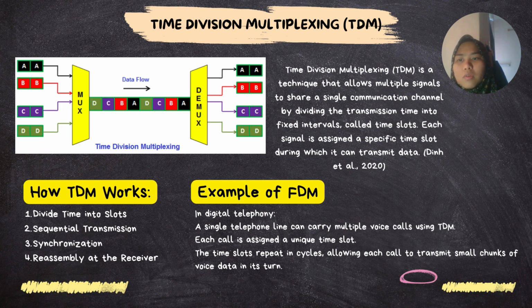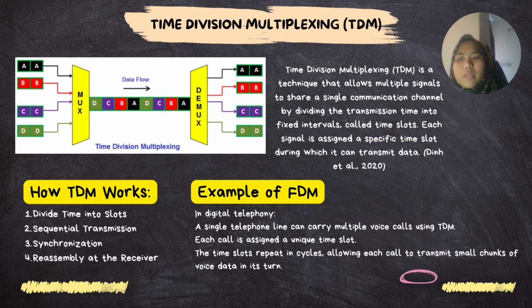And then how it works. First, divide time into slots. The available transmission time is divided into small, fixed-time intervals called time slots. Each signal gets its own time slot. And then sequential transmission. Signals are transmitted one by one in their assigned time slots. Even though it looks like the signals are being sent simultaneously, they are actually being sent in quick succession.